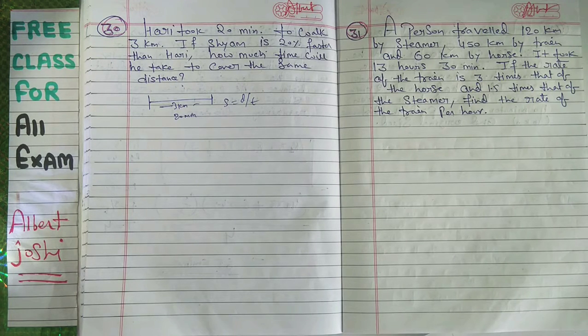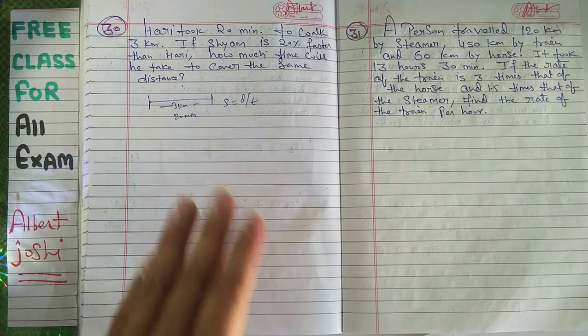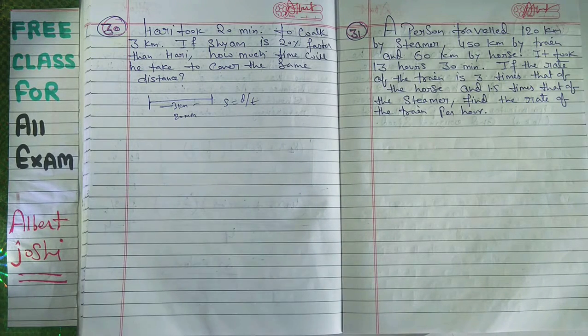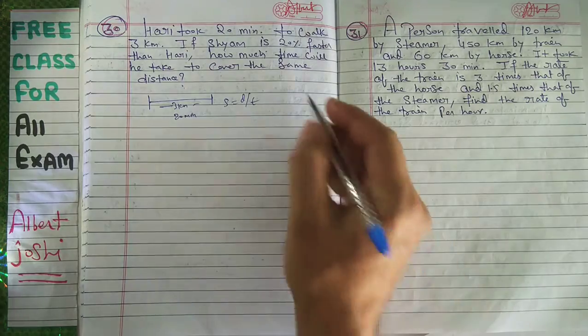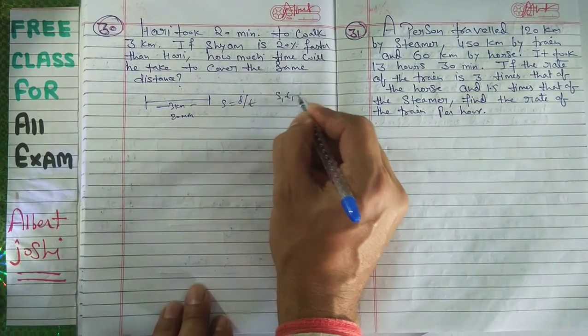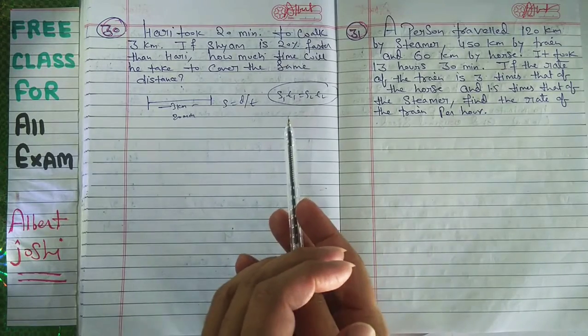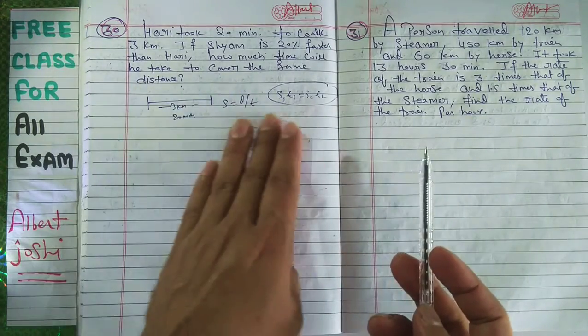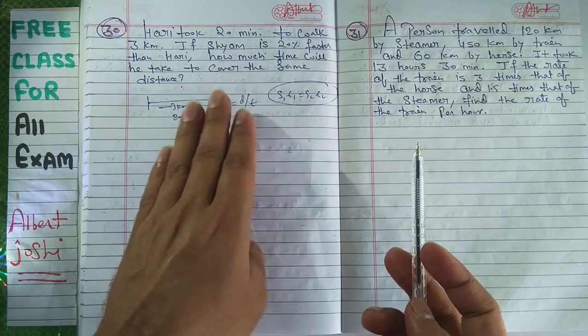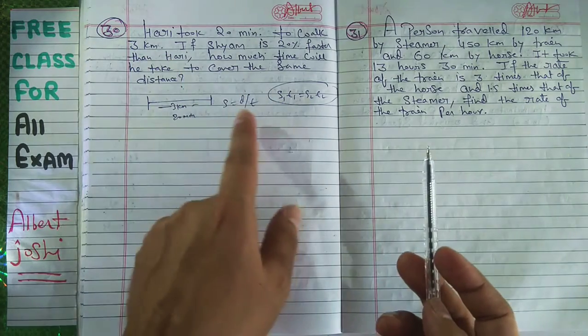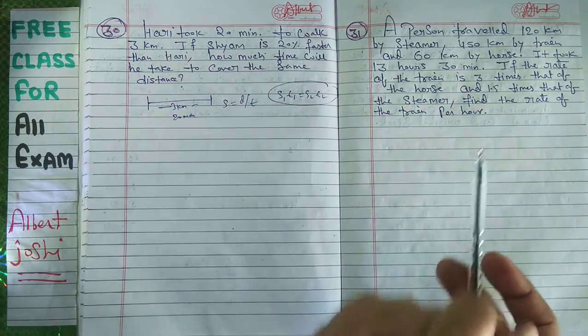So how to solve it? There are two conditions. The first one is, you can solve this one with S1 T1 is equal to S2 T2. Why? Because the distance is the same for Shyam and Hari. So we can write S1 T1 is equal to S2 T2.